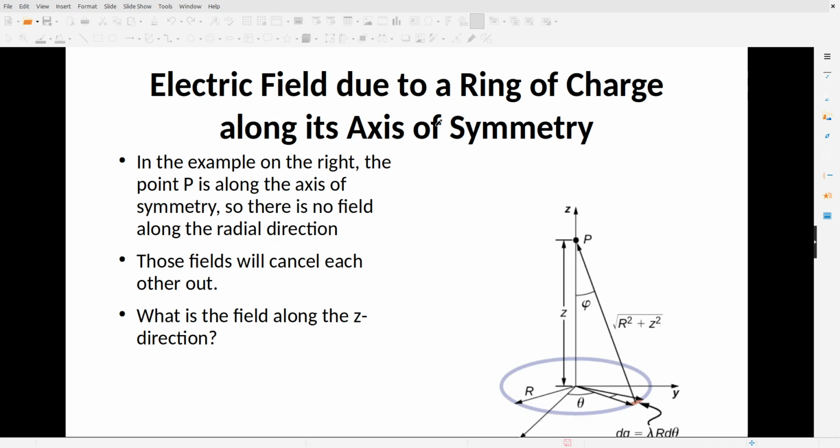Electric field due to a ring of charge along an axis of symmetry. In the example on the right, the point P is along the axis of symmetry, so there's no field along the radial direction. Now, we could do an alternative point P here and get a general formula for the field. That would be really complicated. We could do it, but let's do something simpler here. Find the field along the z direction of a ring of charge.